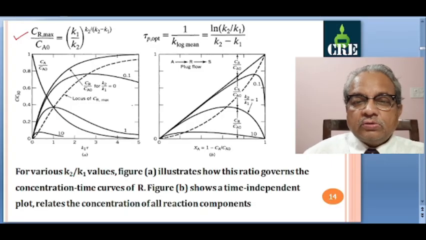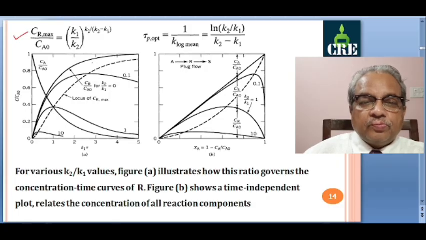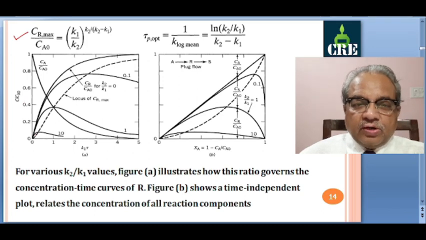So here in these plots, if you compare C by Ca0, that means initially we are plotting Ca by Ca0. All these curves are Ca by Ca0 curves, Cr by Ca0 curves. R is desired. So this is Cr by Ca0 for K2 by K1 equal to 0, and this is for K2 by K1 equal to 0.1. The curve is Cr by Ca0 only. C by Ca0 means it can be Ca by Ca0, Cr by Ca0 or Cs by Ca0. All three can be plotted here, that we will see.